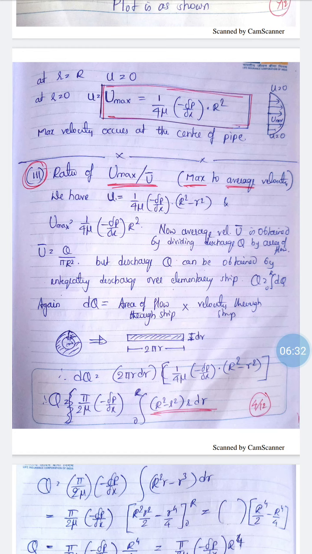But what is the average velocity? Whenever we say that fluid is flowing at 8 meters per second, we are talking about the average velocity. So the next observation will be, what is the ratio of maximum to average velocity?